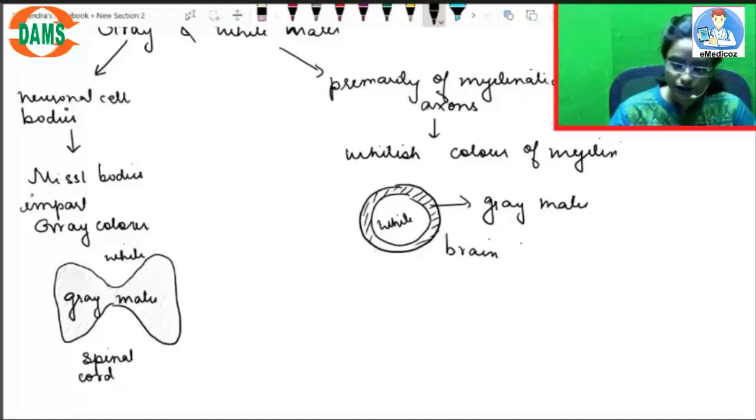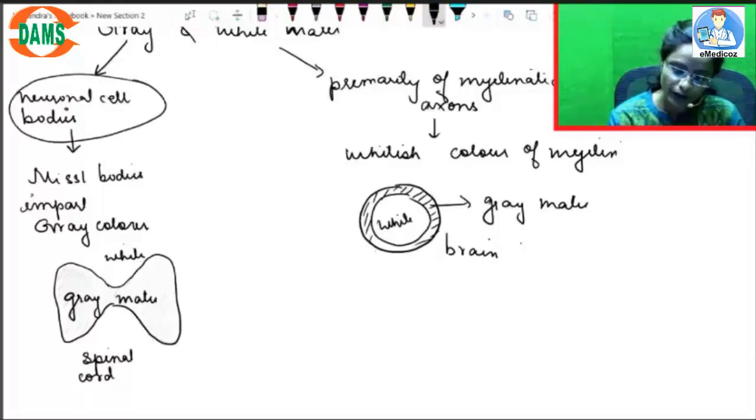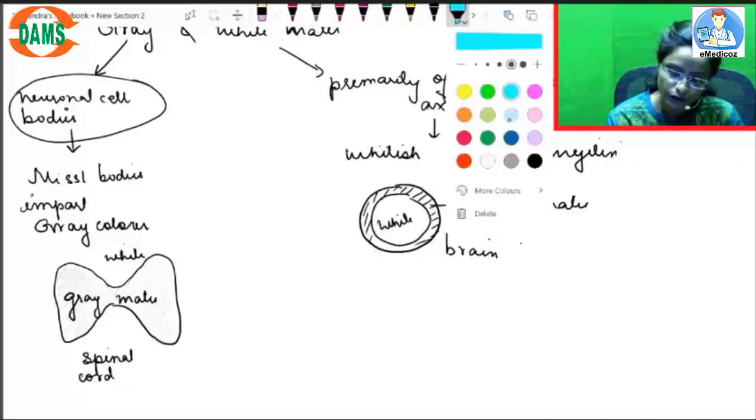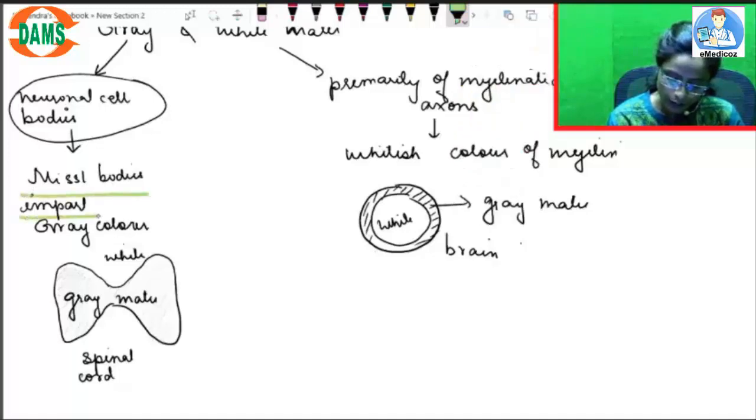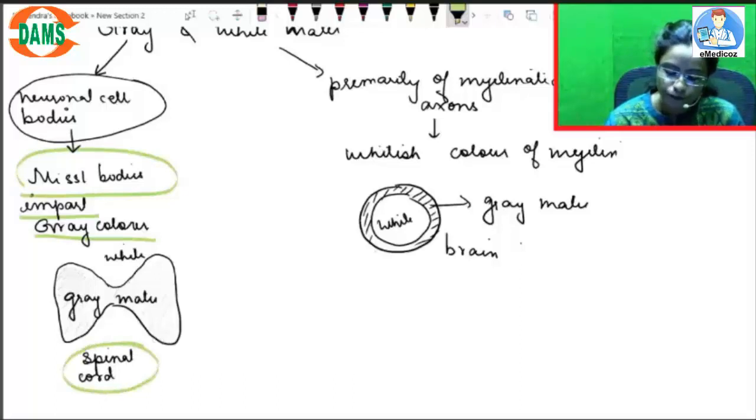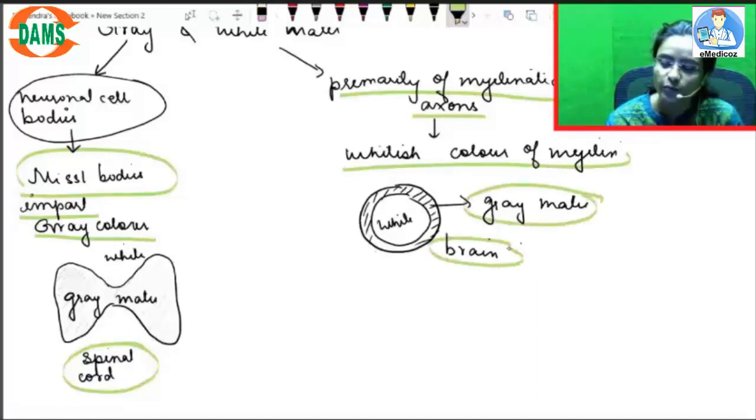तो यहाँ हम देखेंगे कि जो ग्रे एंड व्हाइट का डिस्ट्रीब्यूशन है that is entirely different upon the two cell types. In the neuronal cell bodies, they impart the gray color. The gray color is basically because of the neuronal cell bodies, and this is present in the spinal cord. The inner side is the gray matter and the outside is white matter. The white matter is basically present in the myelinated axons. This is a whitish color of the myelin, that is sphingomyelin. Here the outside is the gray matter and the inside is white, and this is present in the brain.